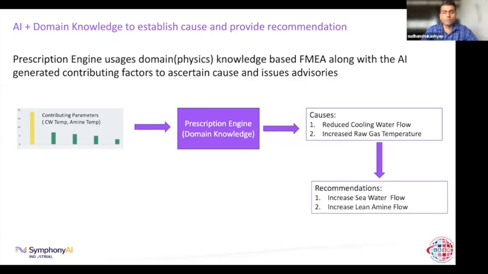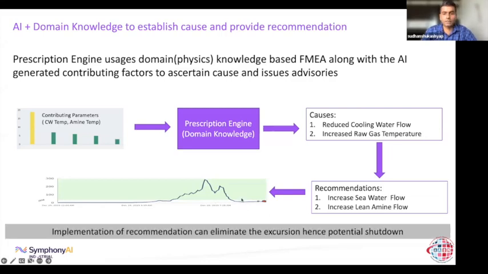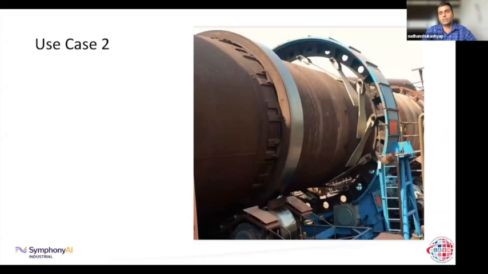Because operators might have few handles, and if this is the situation, then the engine, which we built based on physics, could recommend whether you increase the seawater flow, and if that is not possible, then we could increase the amine flow such that we could absorb more CO2 and eliminate this problem. And once those recommendations are applied, the process can be controlled, and it could come back to normalcy here, as we see. So this was one use case about an ammonia manufacturing unit, where anomaly detection is being used.